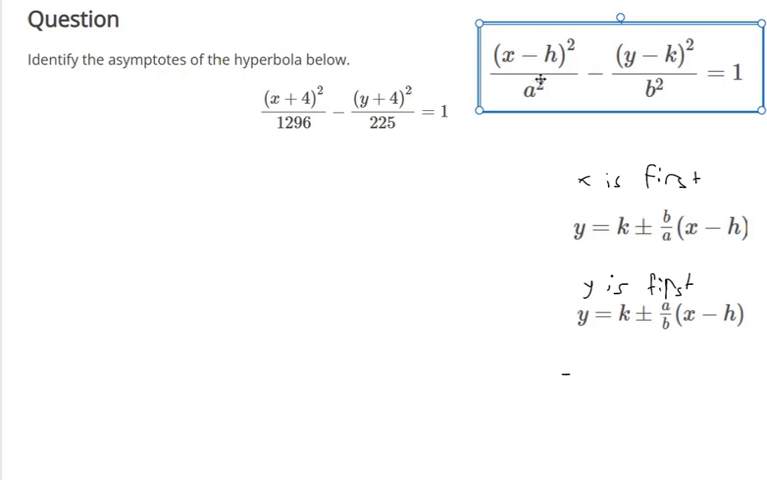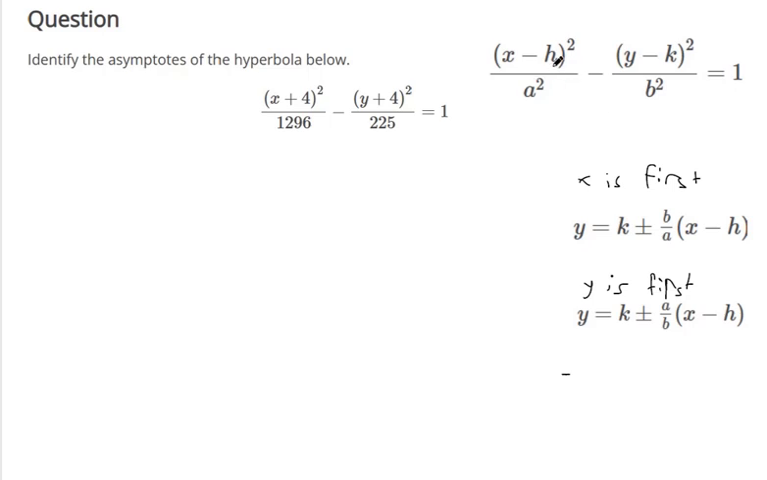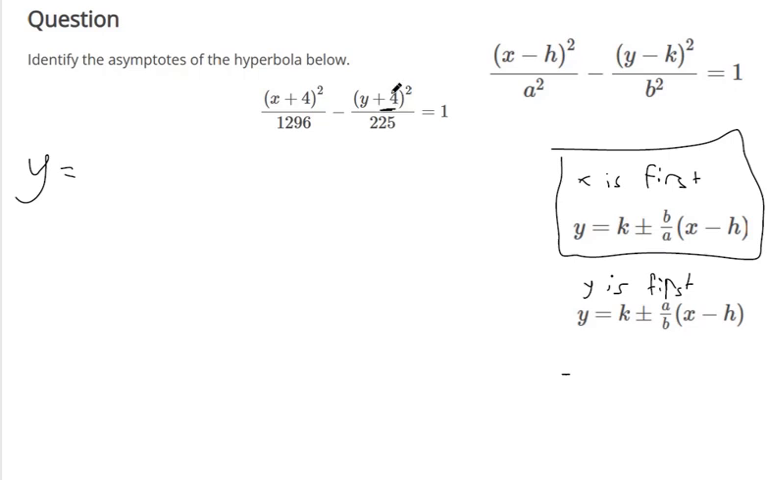So even if y came first, if it was y subtracted by x in the equation, h is still always paired up with the x value. And so the equation of ours, x is coming first in the hyperbola. We need y equals k, so that's a -4 because the formula says minus is built into it, so we need a -4, and that's plus or minus b. In this case, b is 15.